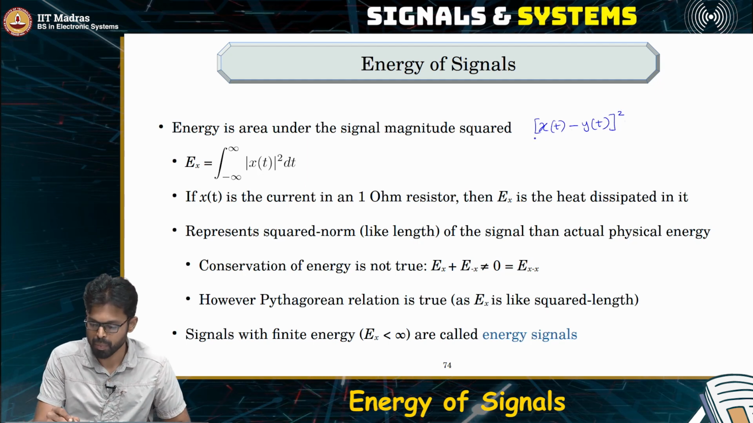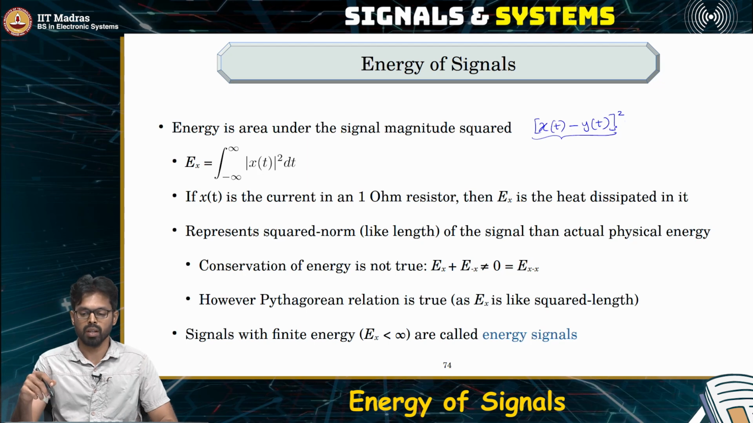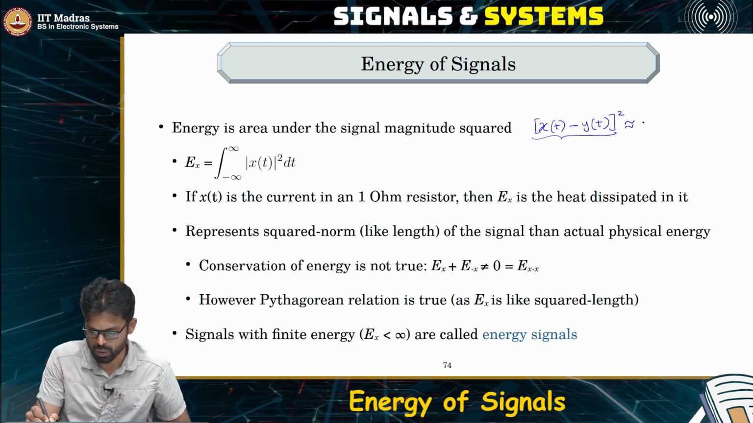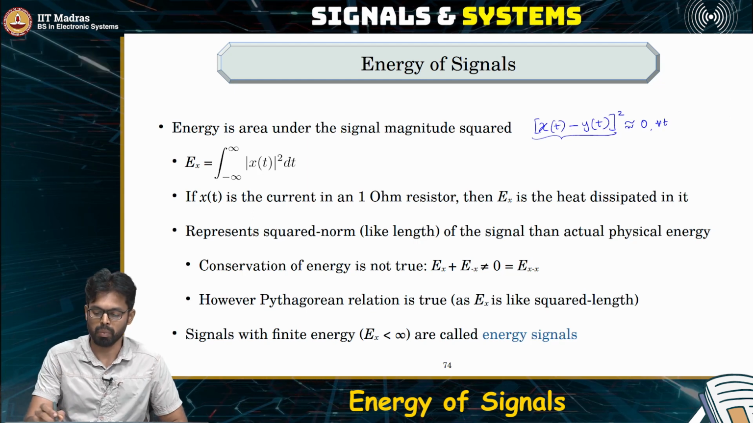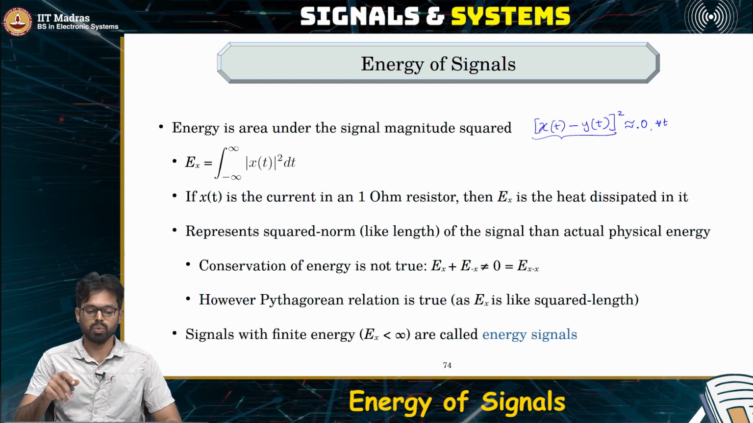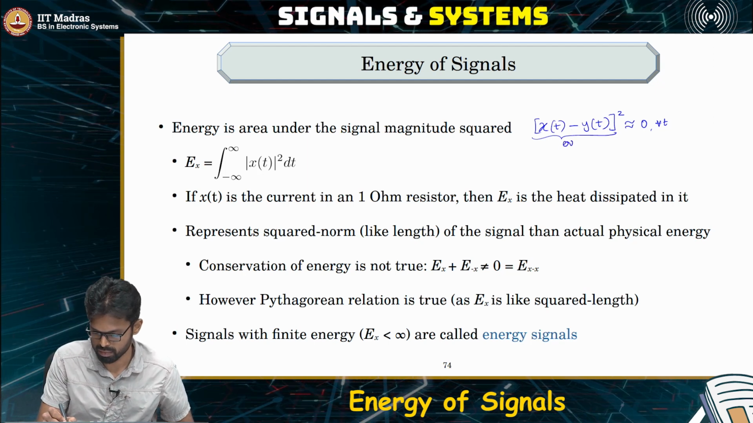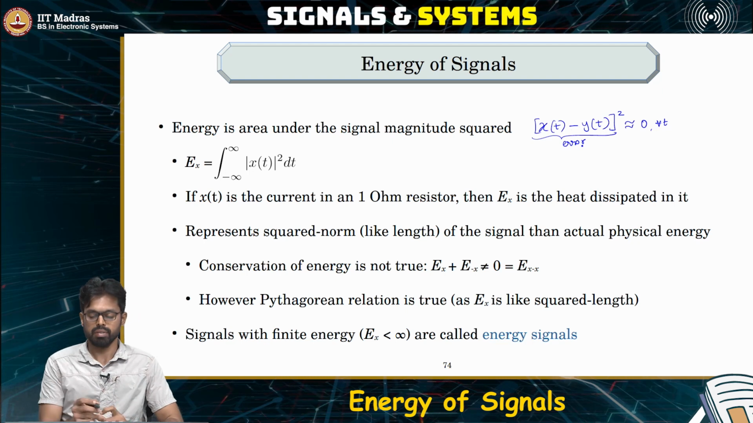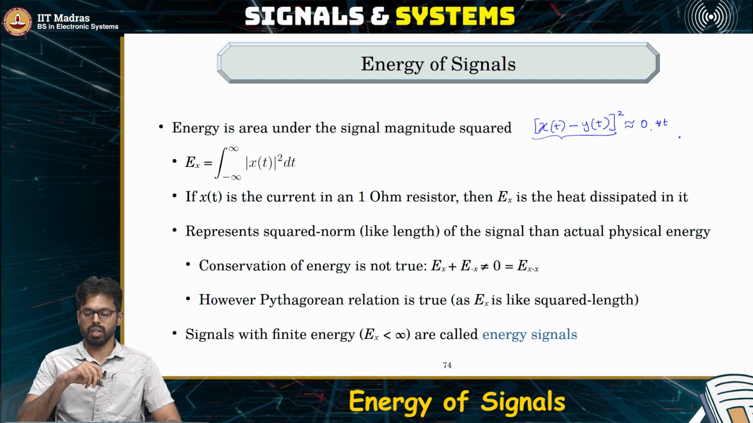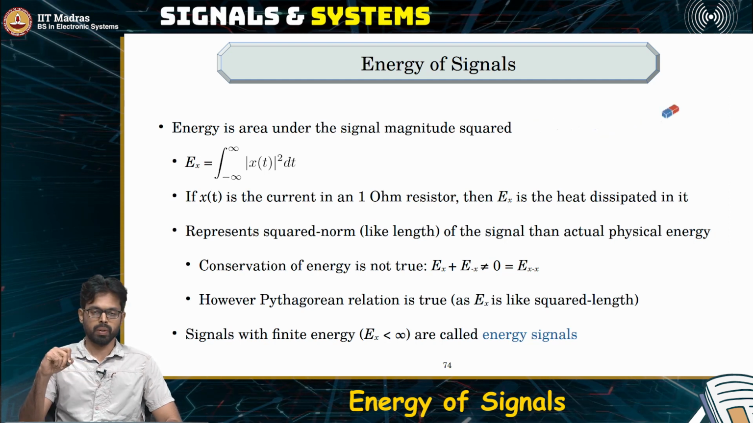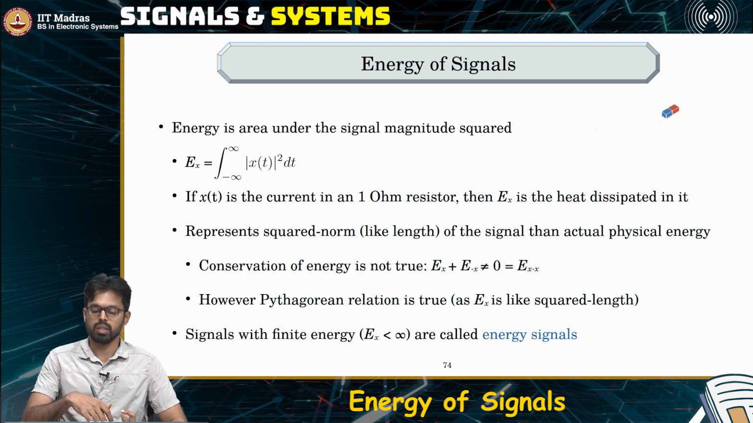So if this is really, really small for all values of t, approximately 0 for all values of t, then we claim that they are approximately equal. This is what we refer to as the energy of this error. Basically, this difference, or the energy of this difference, is what we'll try to compute. So the next important property that we will see of signals is what is called the energy of the signal. So what is energy?